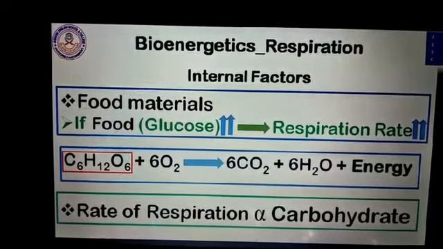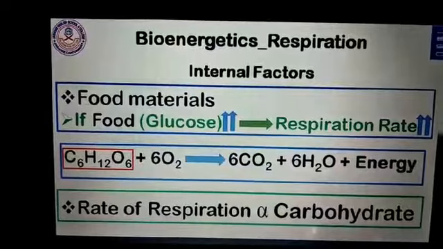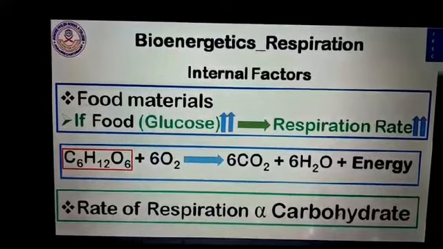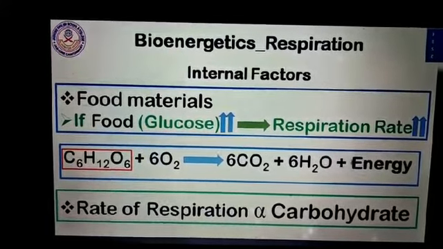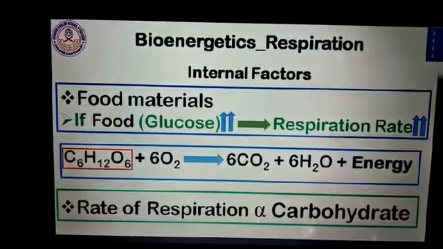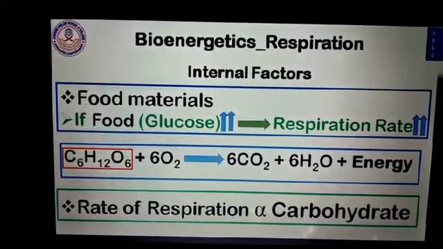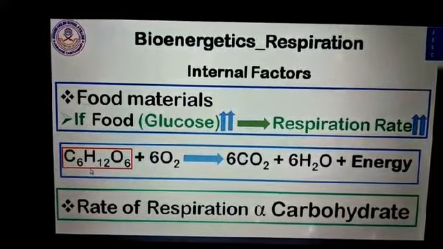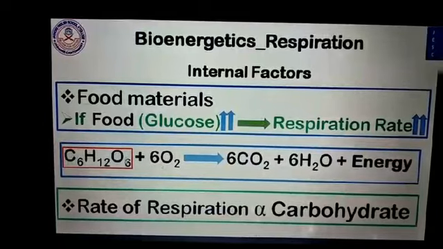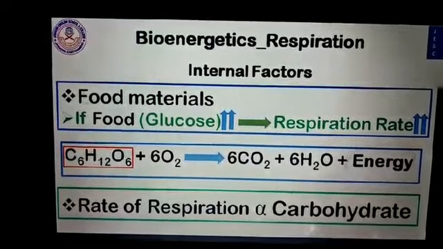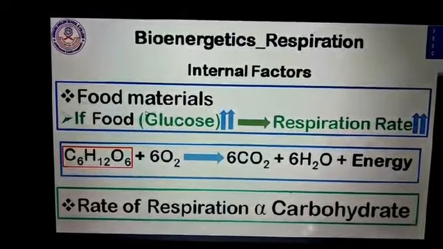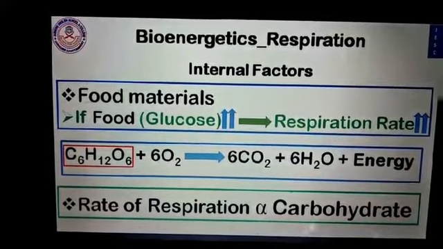So to continue the respiration process, the supply of carbohydrate or glucose has to be ensured, and this will be ensured by photosynthesis. So through photosynthesis, the glucose or carbohydrate will be produced, and through respiration, this glucose will be broken down and energy will be produced. That's why these food materials, or glucose or carbohydrate, act as an internal factor.